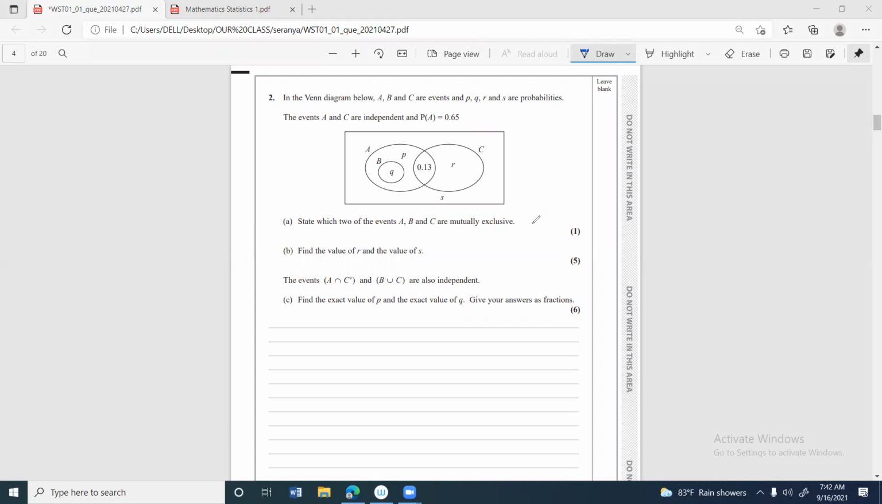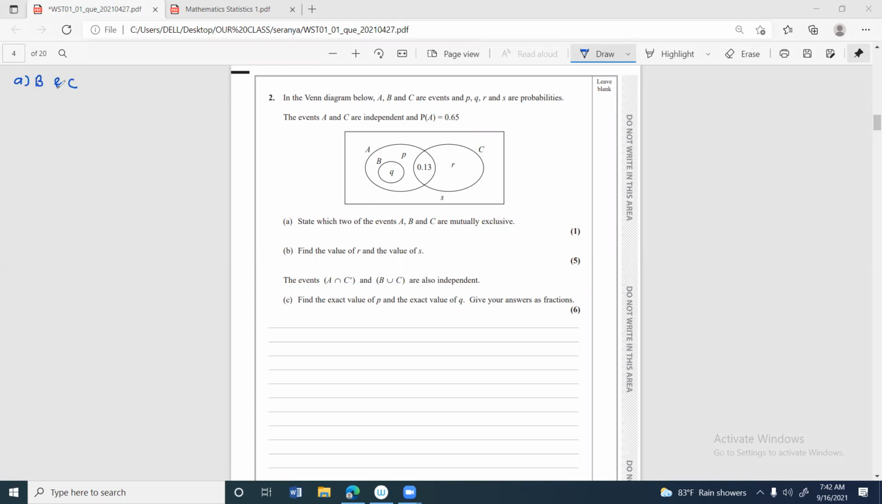Mutually exclusive means the events without intersection. Now you can see A and B has an intersection. A and C has an intersection, but B and C do not have any intersection. Therefore, simply you can write B and C are the events which are mutually exclusive.